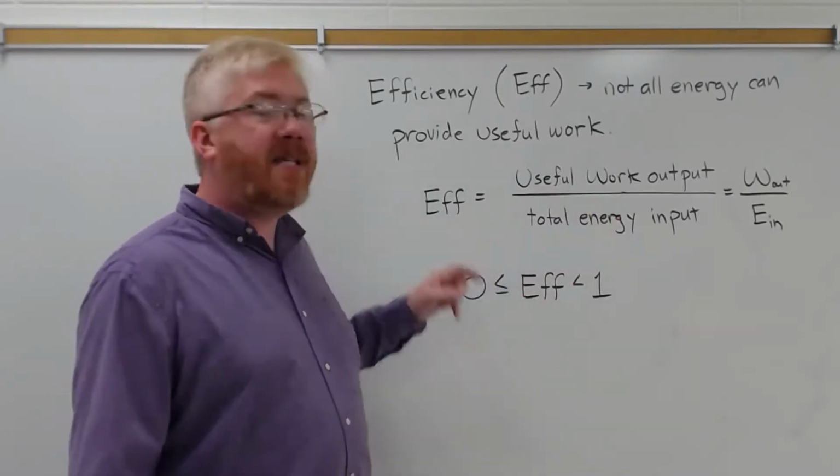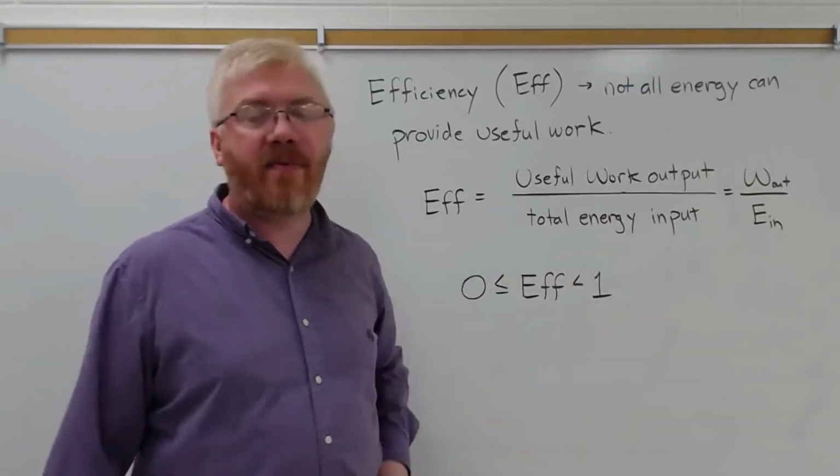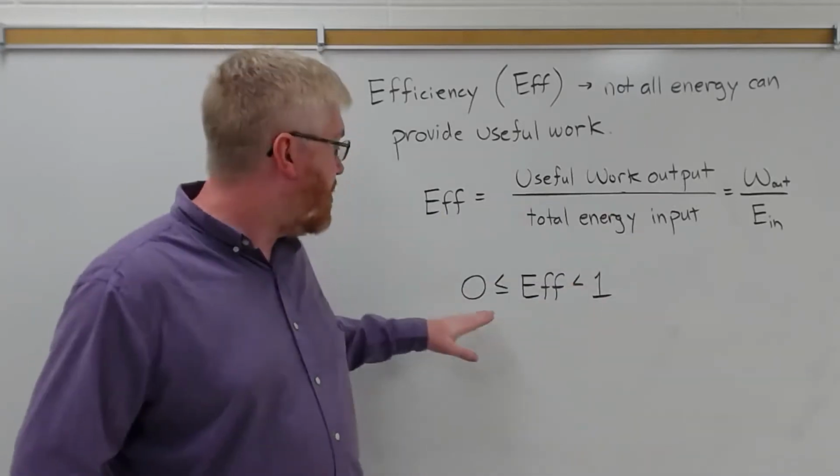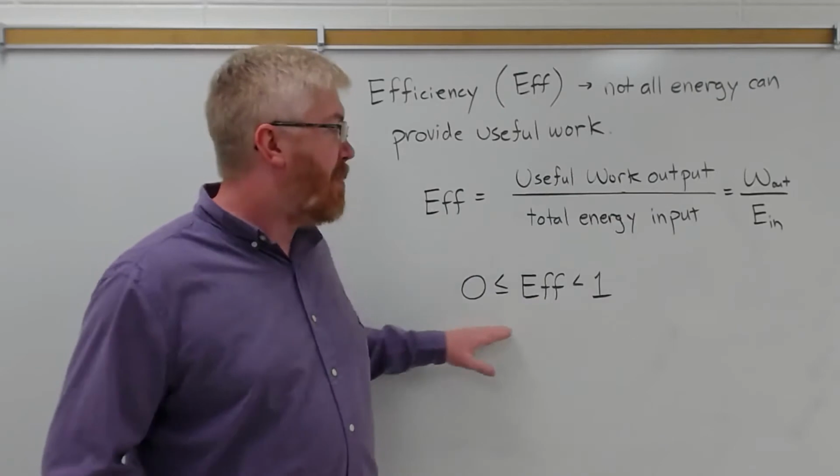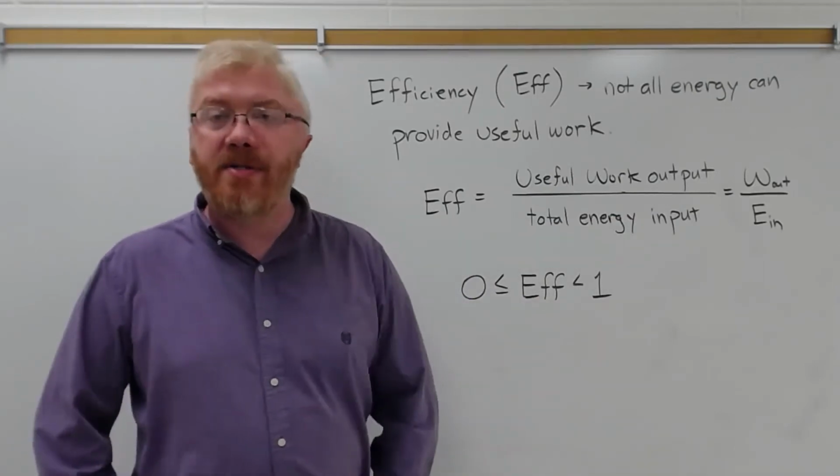So if you want the efficiency in percentages, just multiply the output of this by 100%. So the efficiency will be between 0 and 1. Multiply that number by 100% to get the efficiency in percentages.